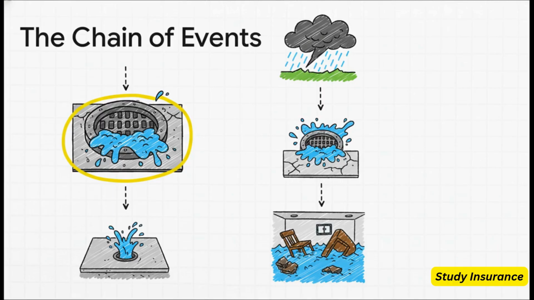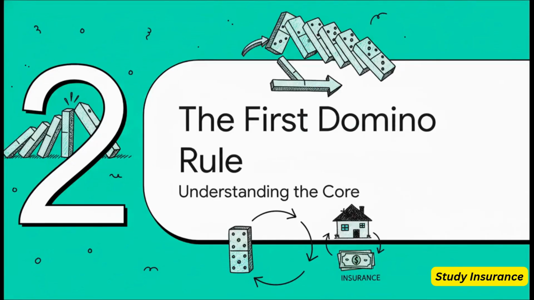That distinction is everything. So how do we figure this out every time? Well, it all comes down to a really simple idea. I like to call it the first domino rule, and it is absolutely the key to understanding proximate cause.